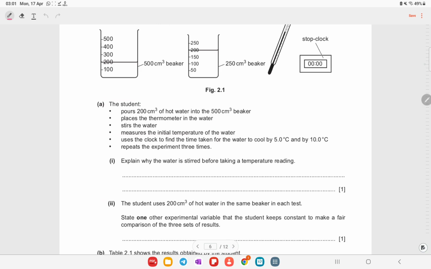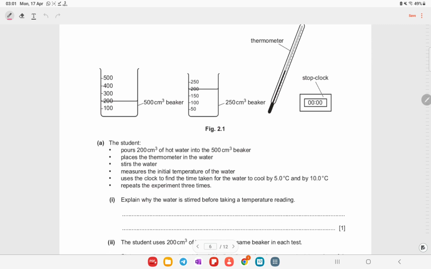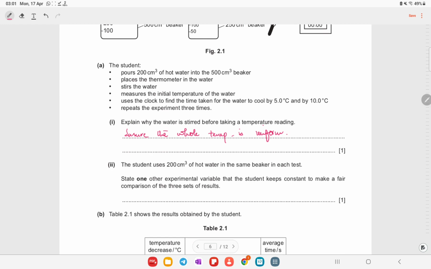Moving to the next question, it states that a student investigates the cooling of water. The apparatus used is shown in the figure. Explain why the water is stirred before taking the temperature reading. Obviously, it's going to ensure the whole temperature is uniform, so one is going to stir the liquid water.